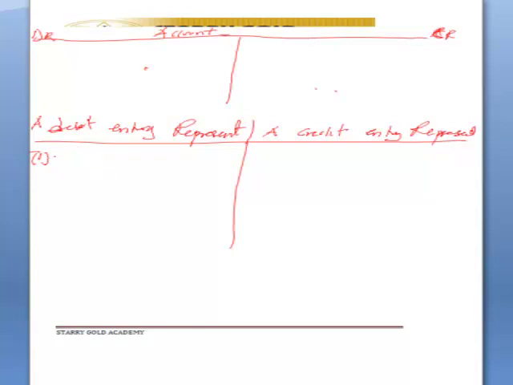One, a debit entry indicates an increase in the value of assets. A credit entry to an asset means it is a decrease in the value of assets.